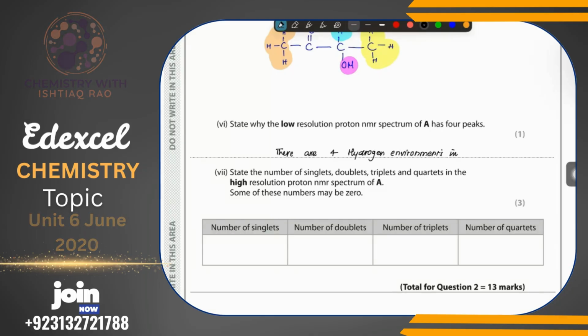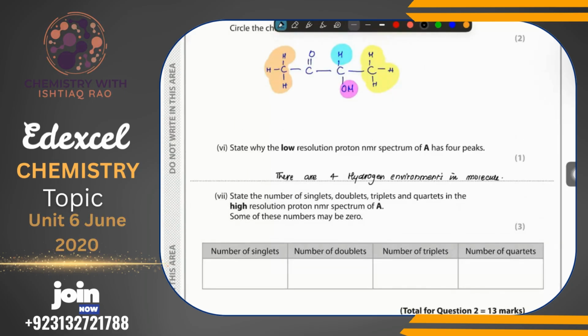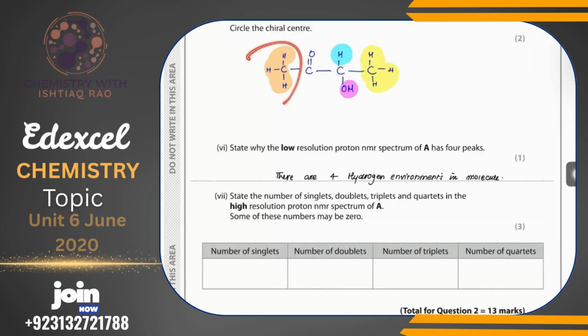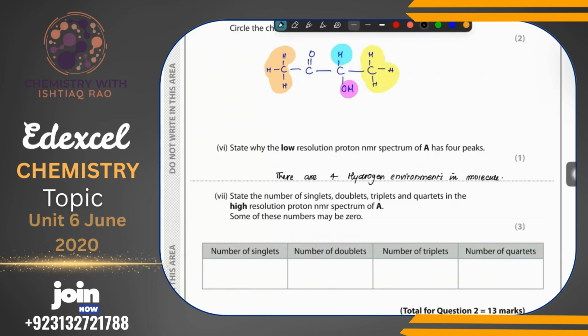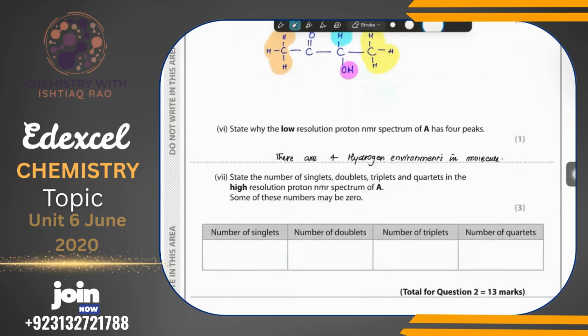Okay, this will be the number of singlets. I think it has one singlet, isn't it? Because I would be getting the singlet for this one, as there is no neighboring hydrogen. So I would be getting only one singlet. And then they are asking how many doublets I would be getting. I can get the singlet for the OH as well, isn't it? So I have two singlets.